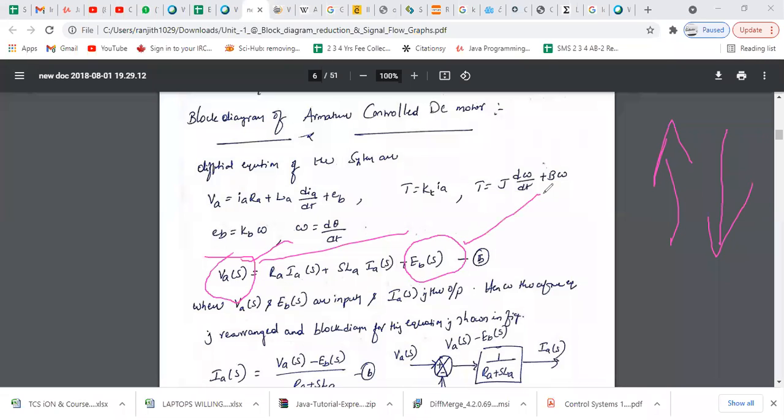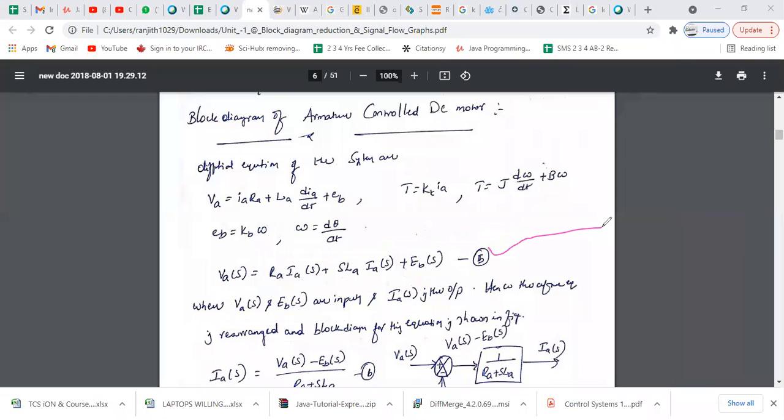That means it is also an input, but opposite to the applied input. That means it is also controlling the speed. It may reduce the speed of the motor, but it is controlling the speed. VA of S may be increasing the speed of the motor, but it is also controlling the motor. Right? Now tell me, what are the inputs available in this equation 5? Then tell me.